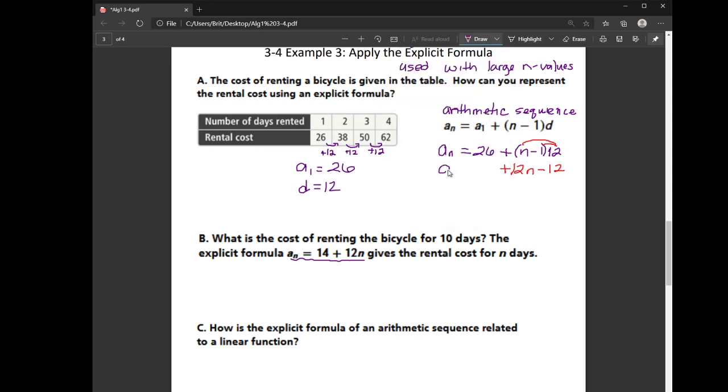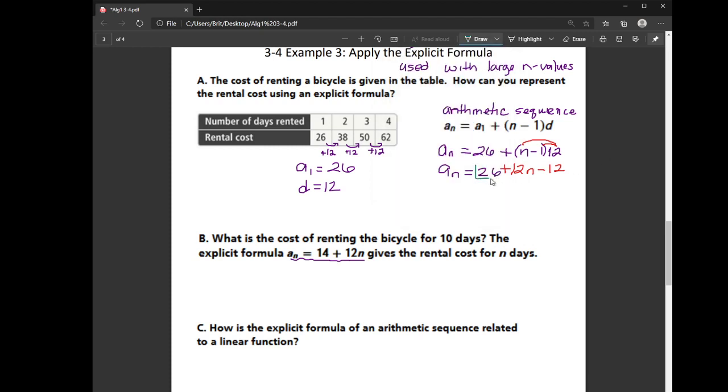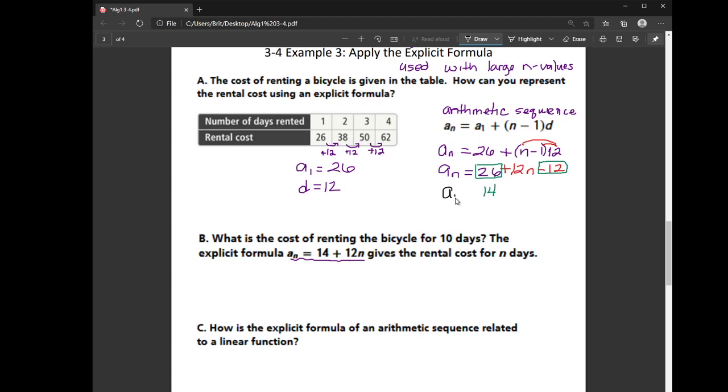And then the rest of the formula is staying the same. But now I have some like terms that I can combine, right? I have the 26 and the minus 12. So 26 minus 12 is 14. So I have a sub n equals 14 plus 12n. So that's where they're getting that formula, okay?